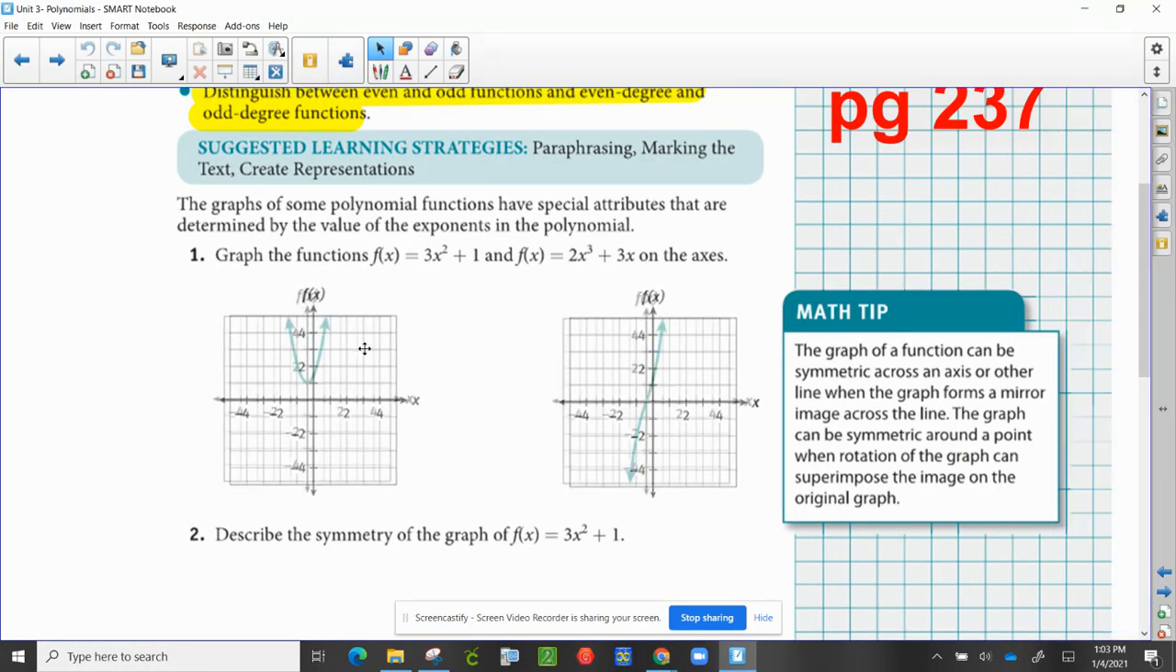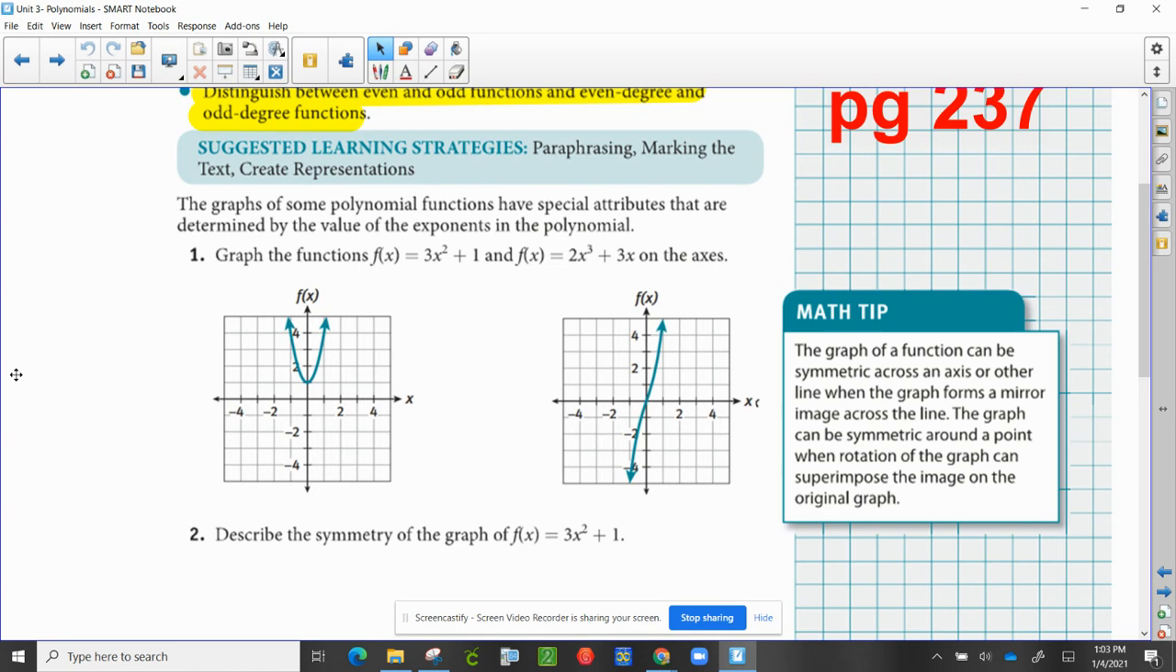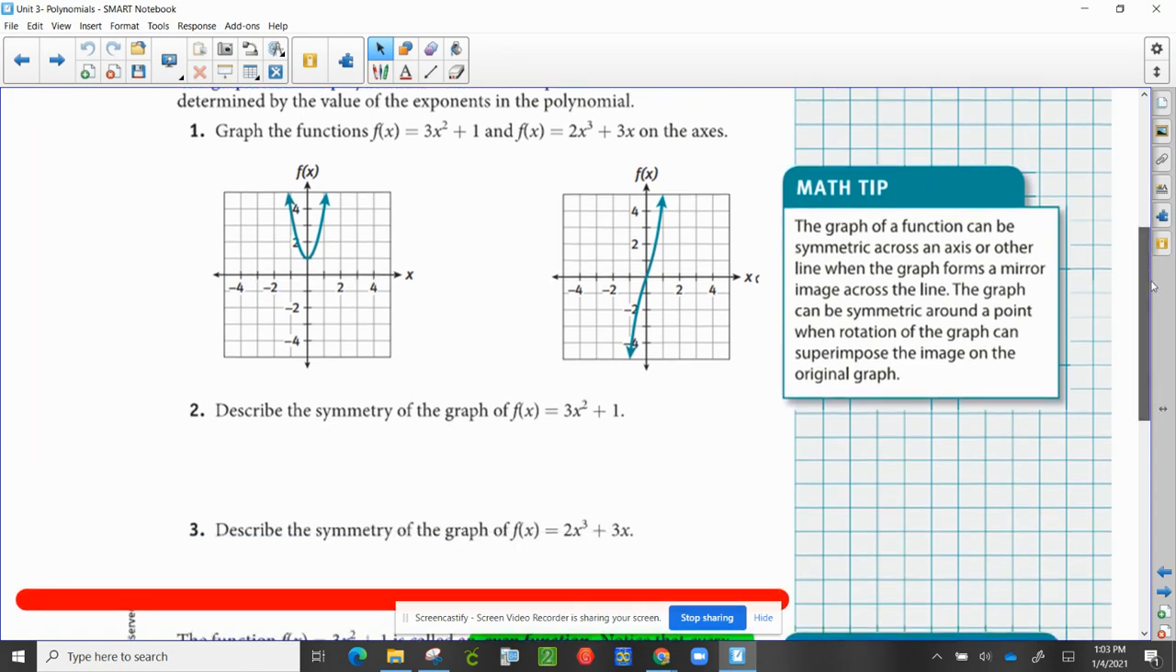Okay, so if you did it, it should have looked like this. So our first function, 3x squared plus 1, is just a parabola shifted up 1 and more narrow. That cubic function has that kind of swoosh look to it, okay, passing through the origin. So let's look at question 2. It says, describe the symmetry of the graph of 3x squared plus 1. So if you're looking at this graph on the left here, can you say if there's any symmetry going on there? What would you say?